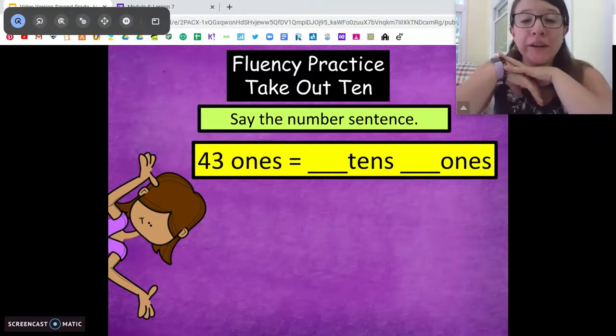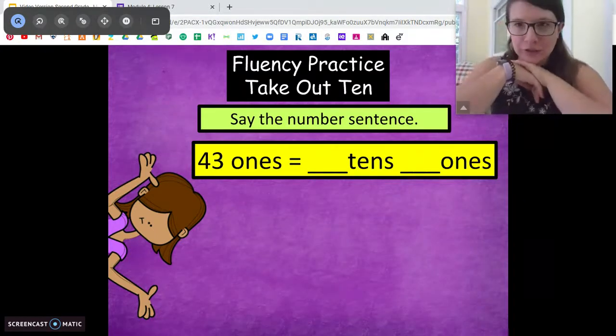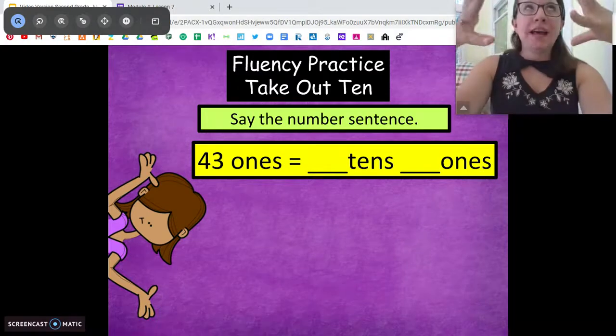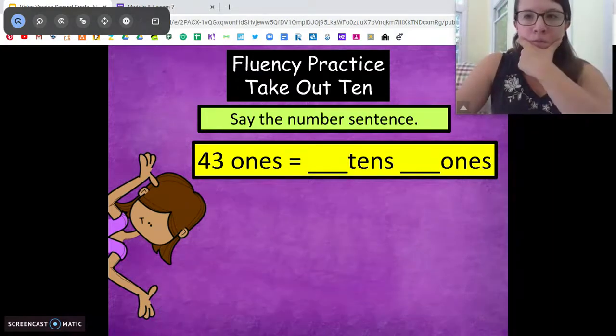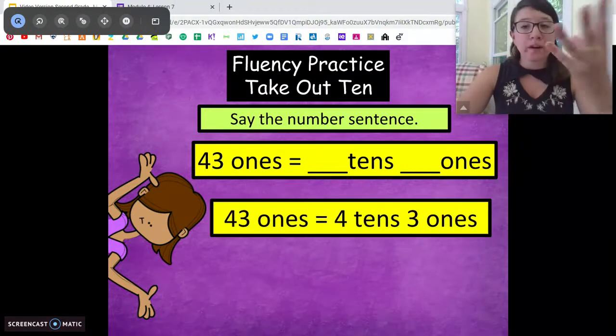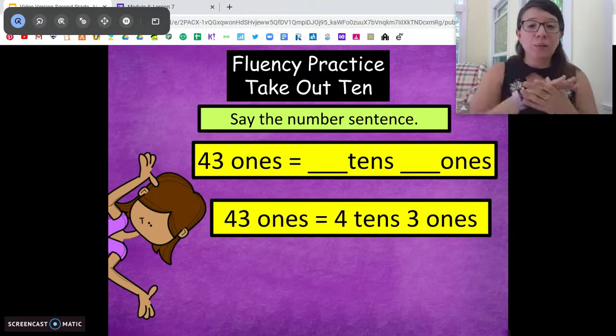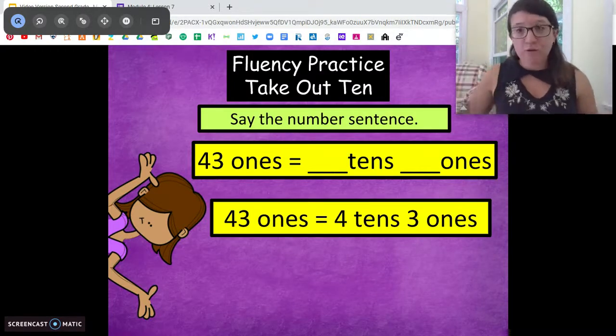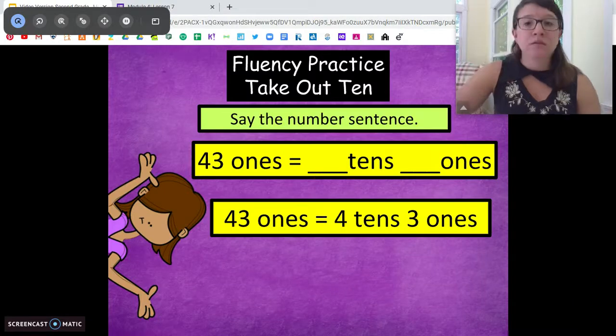We have 43 ones. How many 10s are in that number? How many 10s can we pull out of 43? Yeah, very good. 4 10s, 3 1s. So we're going to pull out those groups of 10s so that we can say it in the unit form, so that we can break it into 10s and 1s, okay?